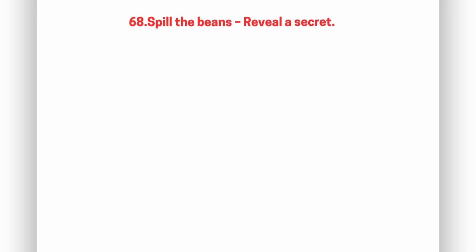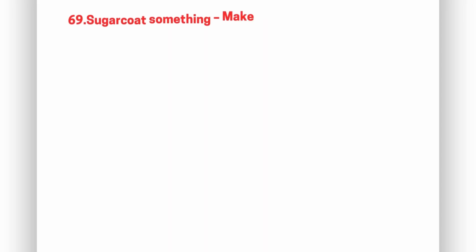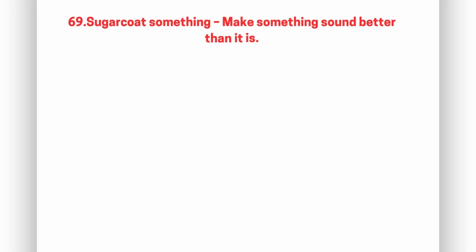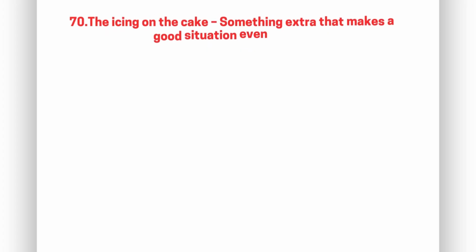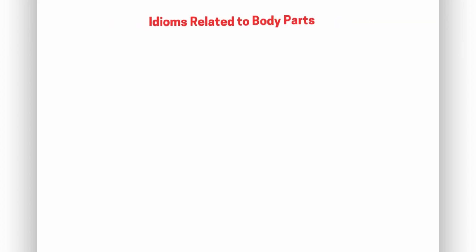68. Spill the beans, reveal a secret. 69. Sugarcoat something, make something sound better than it is. 70. The icing on the cake, something extra that makes a good situation even better. Idioms related to body parts. 71. A pain in the neck, something annoying. 72. All thumbs, clumsy. 73. Cost an arm and a leg, very expensive.